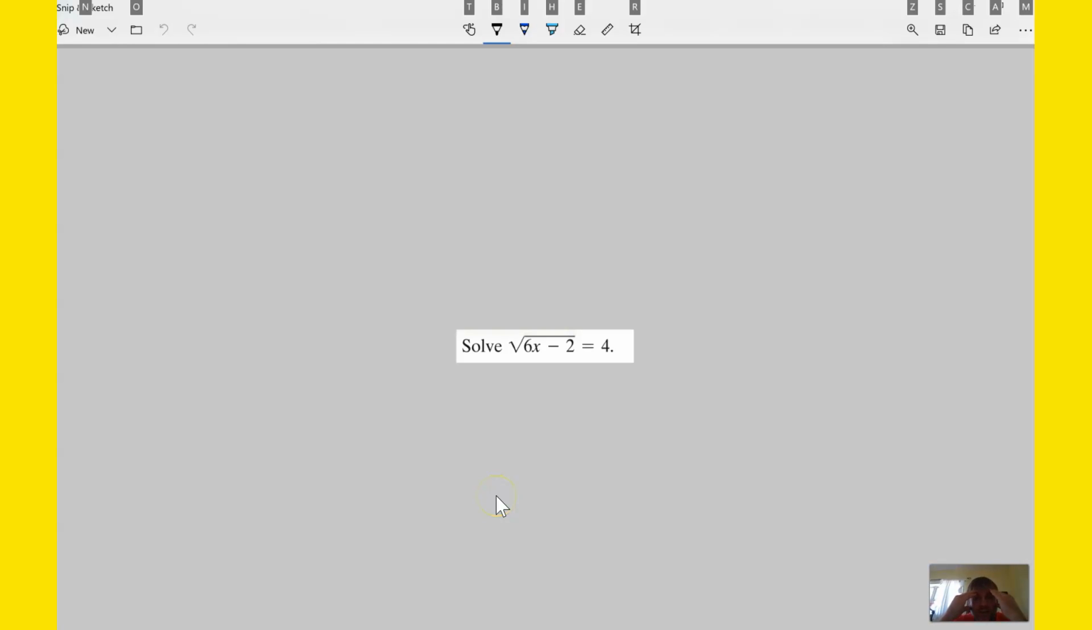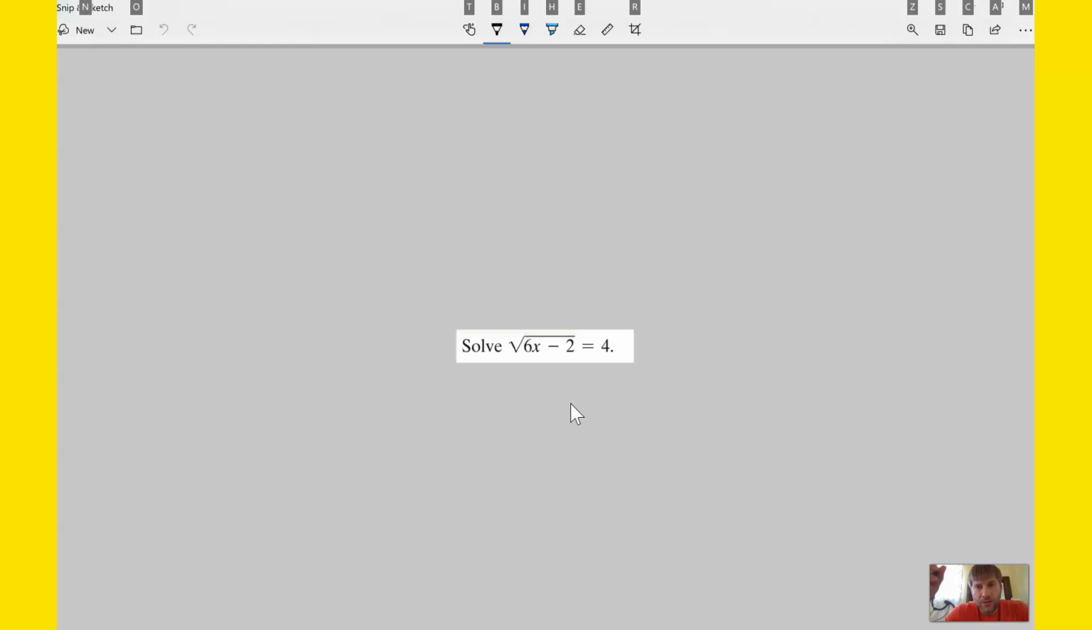Hello, Math 95 students. This is section 13.5, which is about solving radical equations. The other sections have been about how to simplify radical expressions, but this section is how to solve a radical equation, meaning it's got an equal sign involved, and the goal is to get the variable by itself. So we're going to use our algebra skills to get the variable by itself.